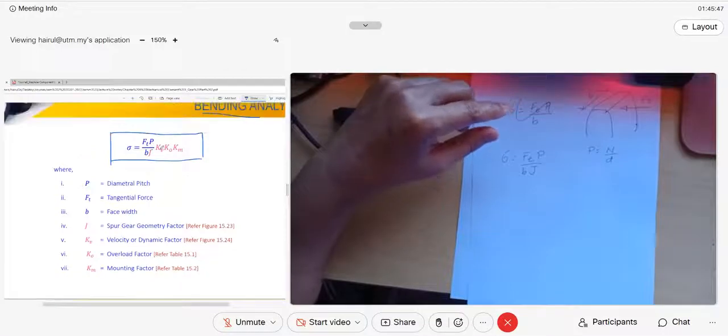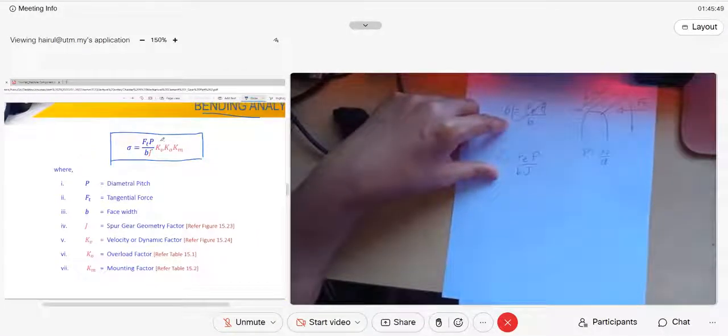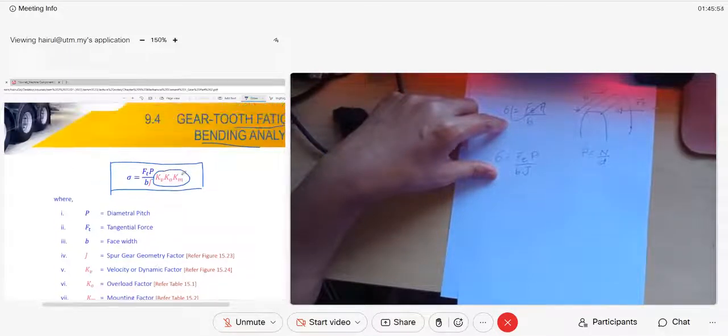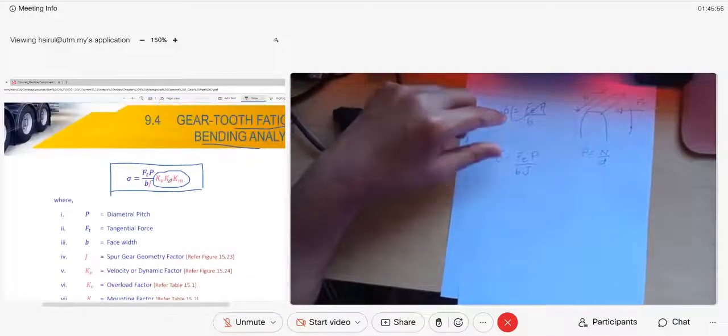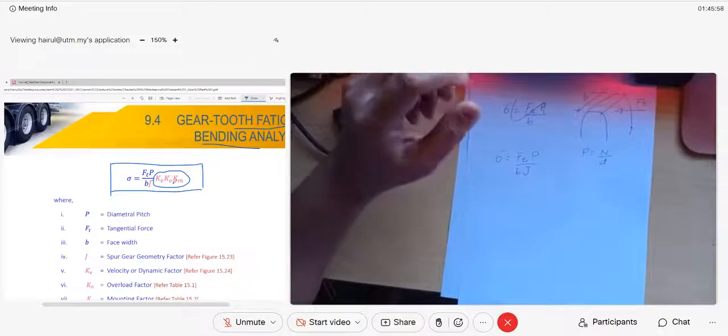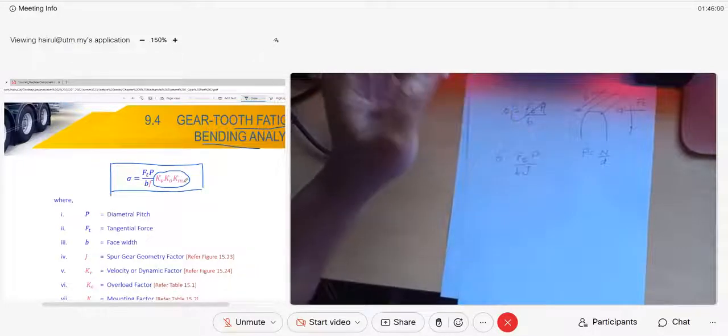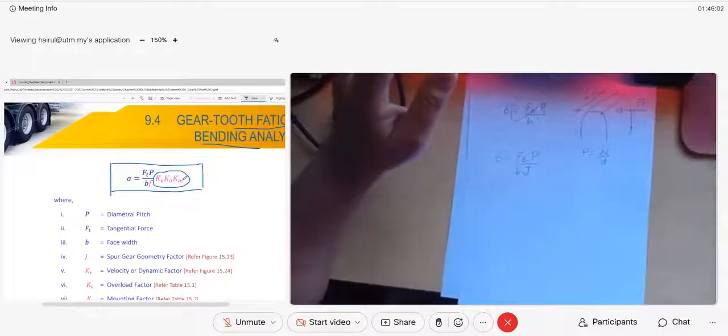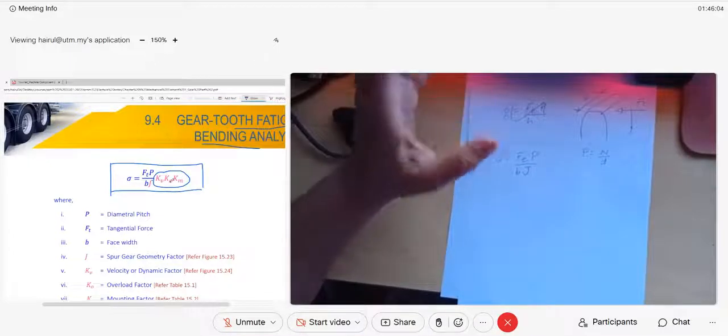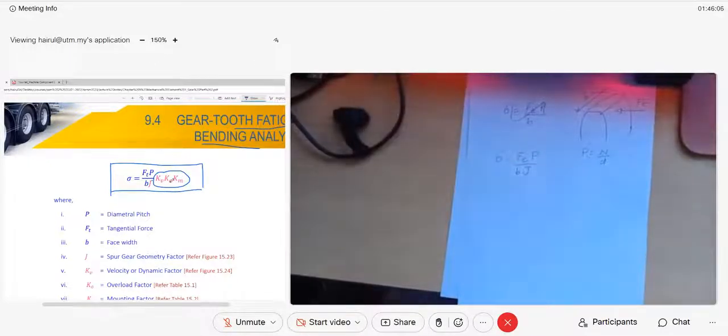We have J there, but we have another factor. This one is bending stress, with KV, KO, KM. You also need to consider these. KV is a velocity factor or dynamic factor, KO is overload factor, and KM is a mounting factor. Because for gear bending stress, you have to calculate bending stress, then you calculate your endurance limit.